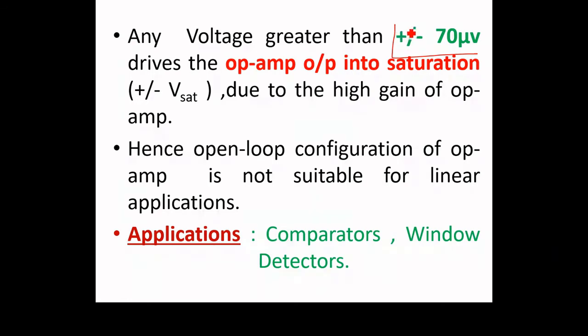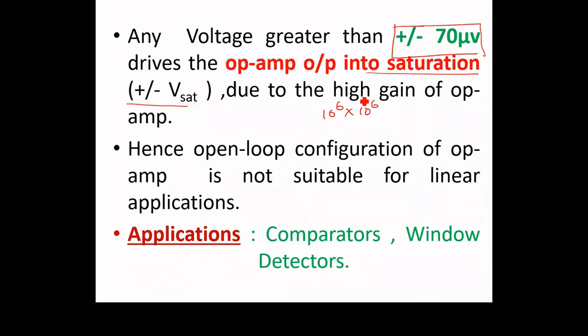The voltage we need to apply is very small. You see, it is in the range of microvolts, tens of microvolts, because the gain of the op amp is 10 to the power of 6. So if you multiply by microvolts, micro means 10 to the power of minus 6. Any voltage that you apply greater than microvolts will drive the op amp output into saturation.